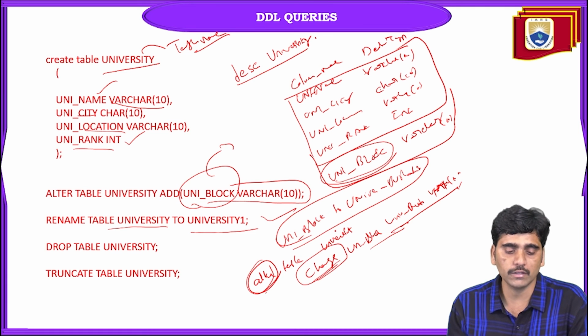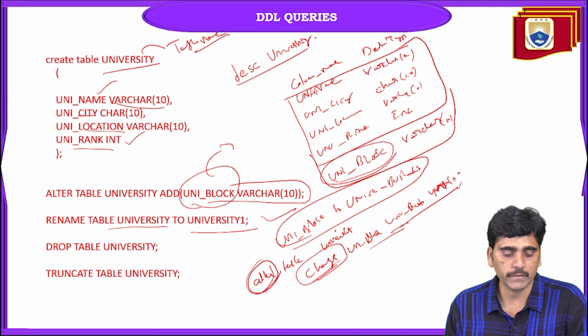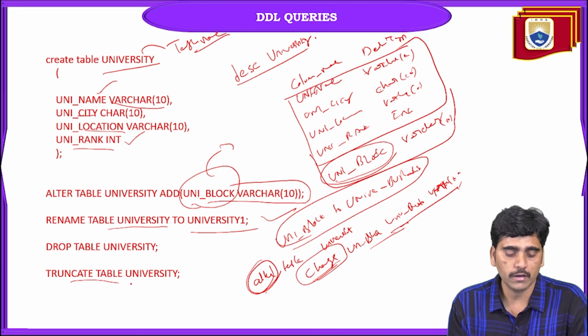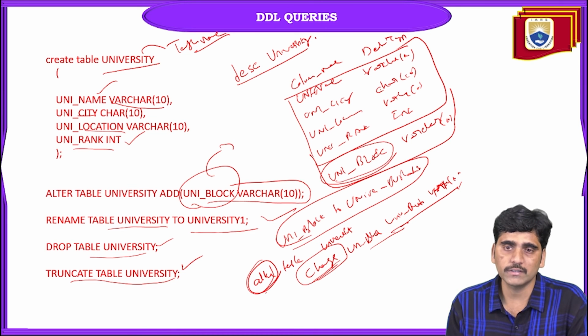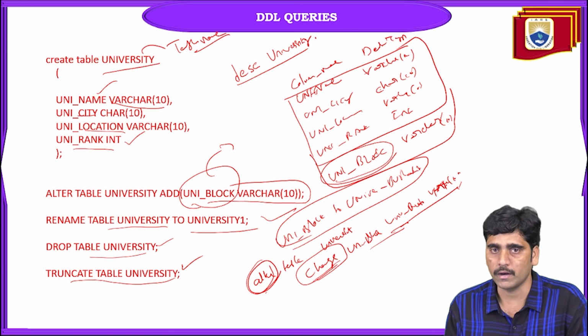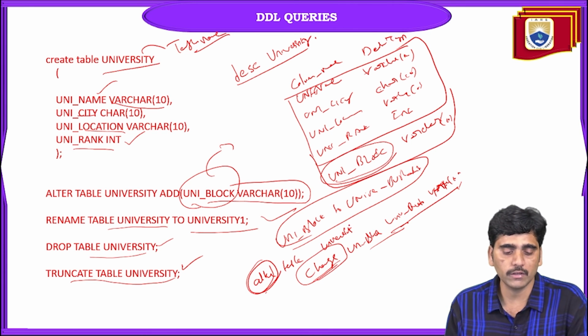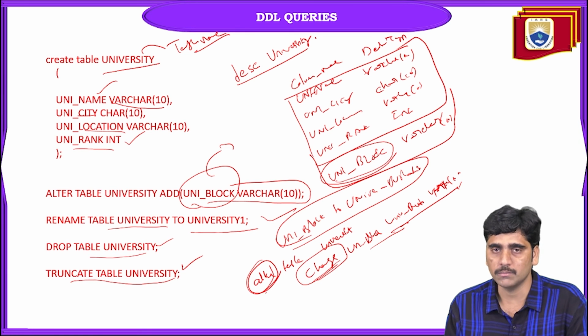Like this, you can apply ALTER TABLE, RENAME TABLE, and DROP TABLE. Before performing DROP TABLE, you should perform TRUNCATE TABLE, because after performing DROP TABLE you cannot perform TRUNCATE TABLE. So first you perform TRUNCATE, then you perform the DROP command. This is how you can understand DDL queries applied on tables.